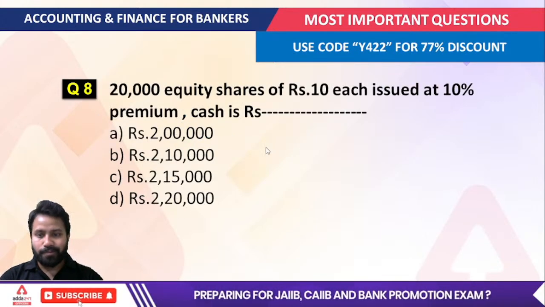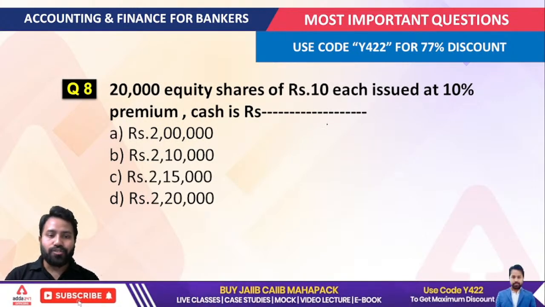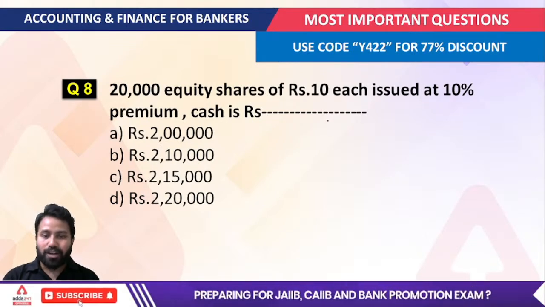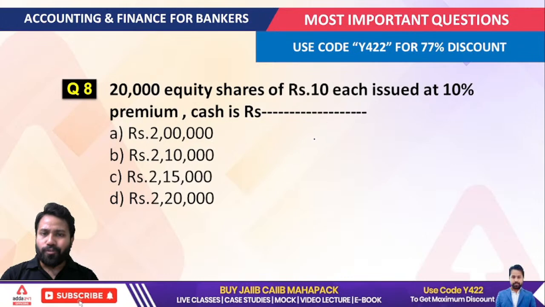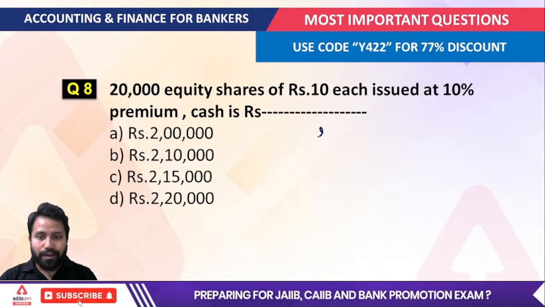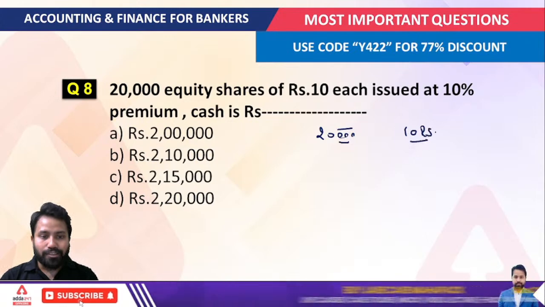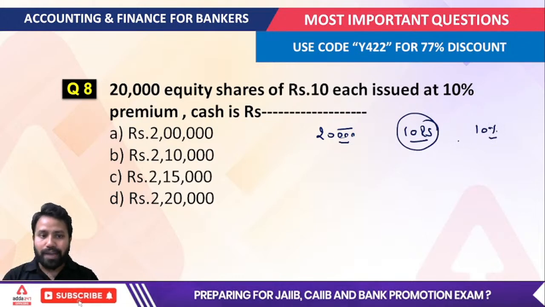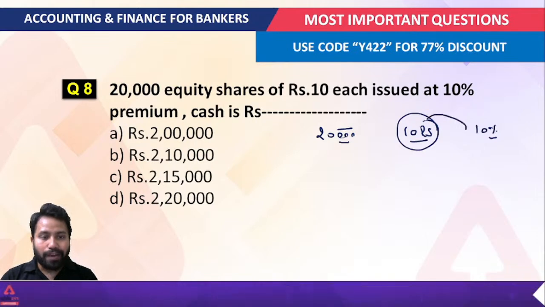Next question. 20,000 equity shares of 10 rupees each issued at a 10% premium. How much cash is there? You have to find out what cash is going to be received by the company. Suppose there are 20,000 equity shares of 10 rupees face value, issued at a 10% premium. If the share is issued at a 10% premium, that 10% you have to calculate on these 10 rupees.